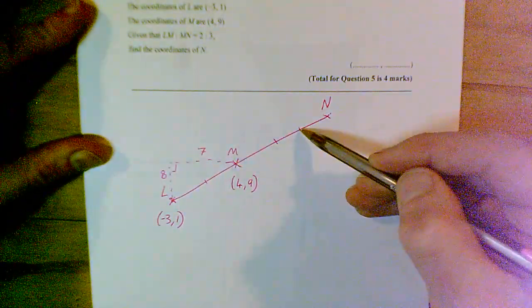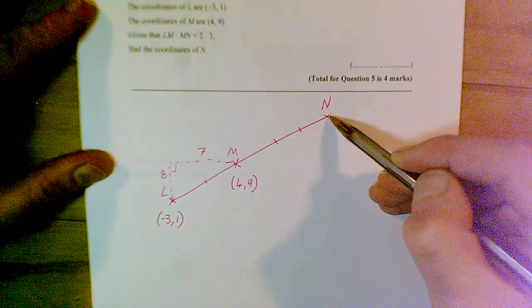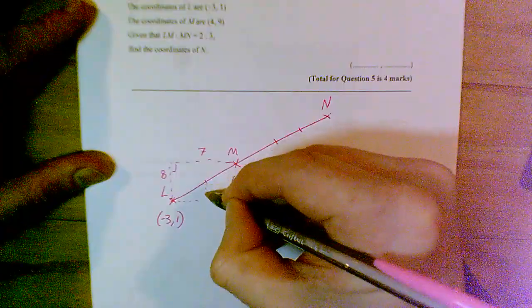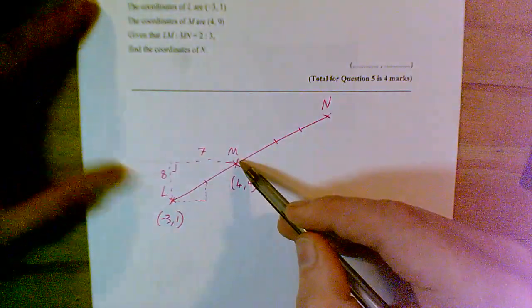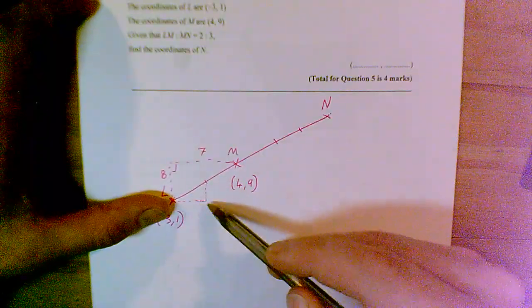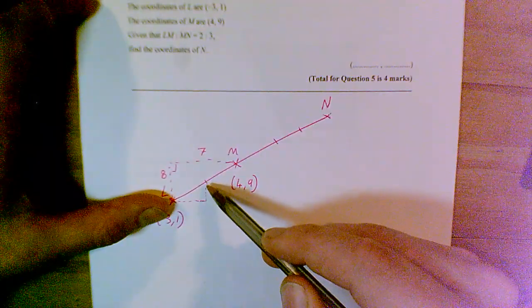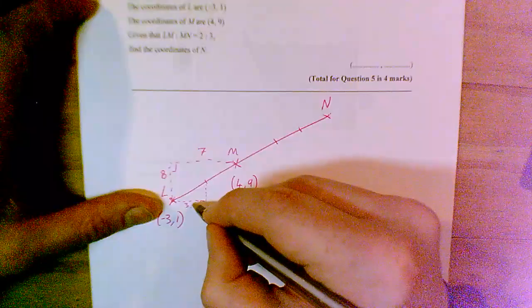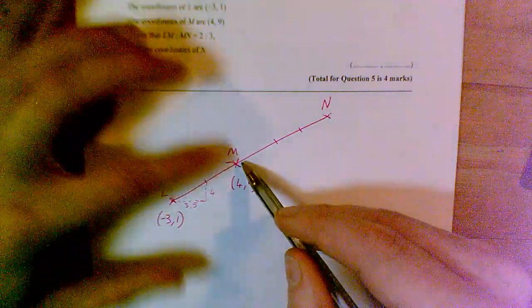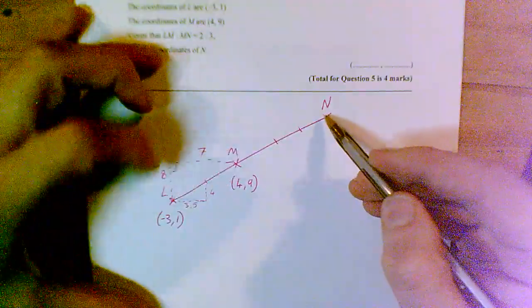Now if I do that again, it'll only get me to there. I need to get all the way to N. A couple of ways of doing this. One might be to think, how far does it take? Because that's in the ratio of 2, and that's in the ratio of 3. How far do I need to go just to go one little bit? Which would be 3.5 across and 4 up. So I need to do that 3 more times.